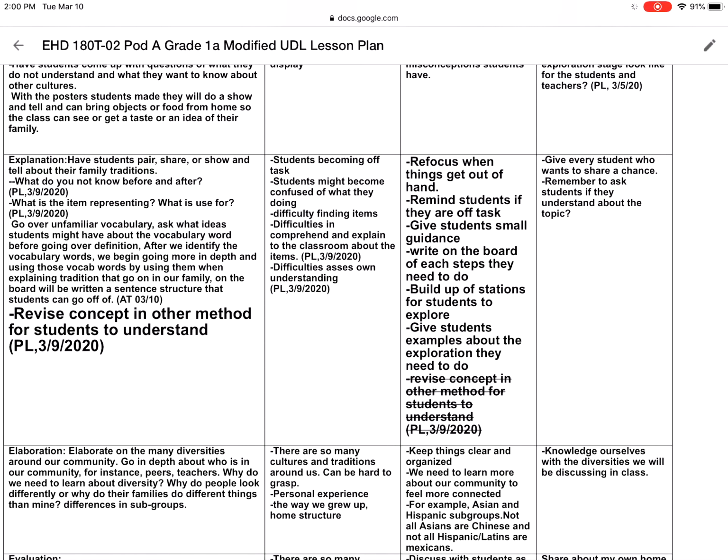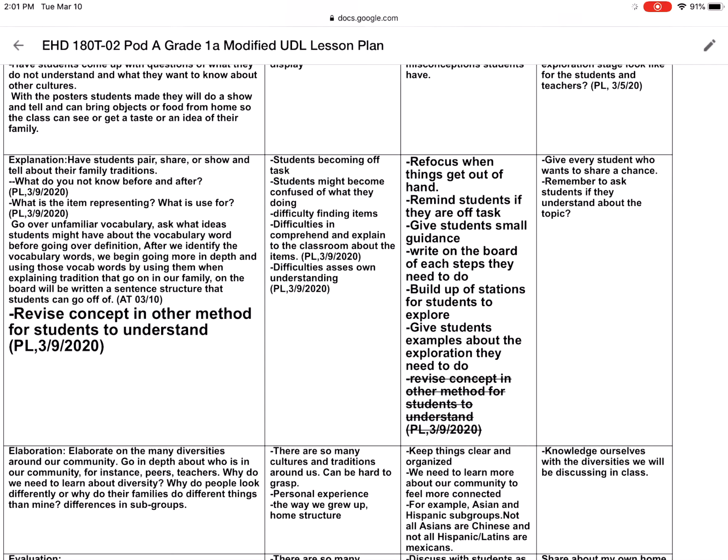We will go over unfamiliar vocabulary, asking what ideas students might have about the vocabulary words before going over the definition. After we identify vocabulary words, we begin going more in depth and using those vocab words, and there will be a sentence structure written on the board so each student can see. When I ask them to give me a complete sentence, they'll use that sentence structure to give me their answer.